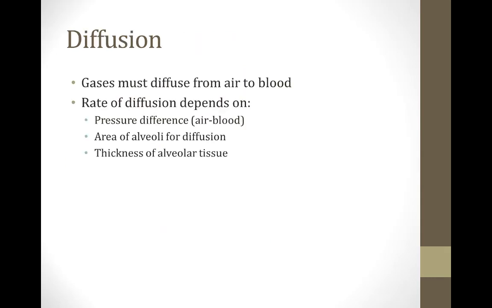Now let's talk about the diffusion of gases. So the gases have to diffuse from the air to the blood in order that oxygen can get to red blood cells and help the body. And the rate of diffusion depends on three things. The first is the pressure difference. So if there's a high pressure of oxygen in the air and a low pressure in blood, that drives diffusion. Another factor is the area of the alveoli. The more area there is, the more gas that can diffuse.